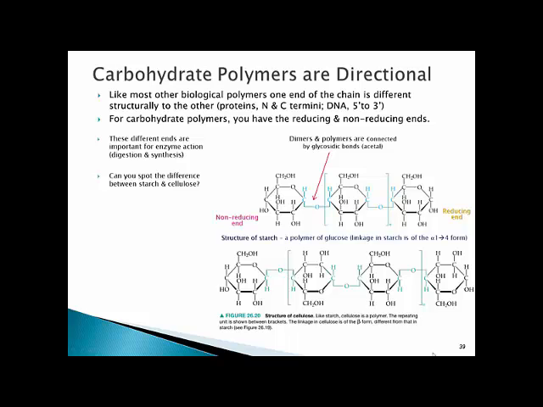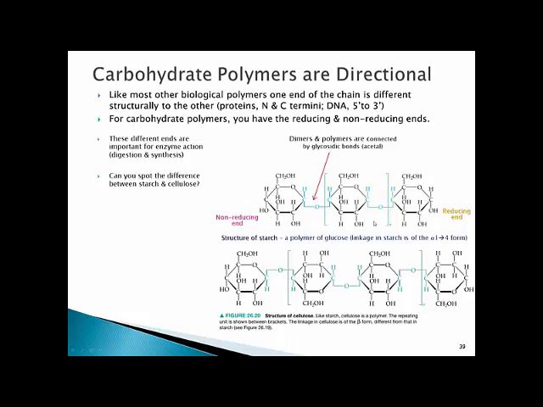Carbohydrate polymers are directional. Like most other biological polymers, one end of the chain is structurally different to the other. Other examples are proteins, where you have your C and N termini, and DNA, where you have your 5' and 3' termini. For carbohydrates, you have your reducing and your non-reducing end. Let's have a look here. We have our reducing end when our anomeric carbon is available, and we have our non-reducing end when our anomeric carbon is not available.